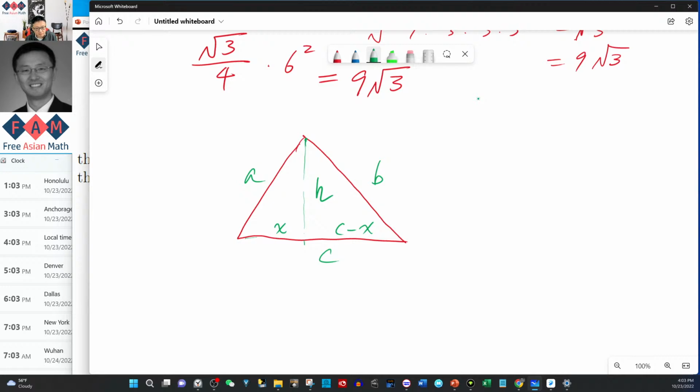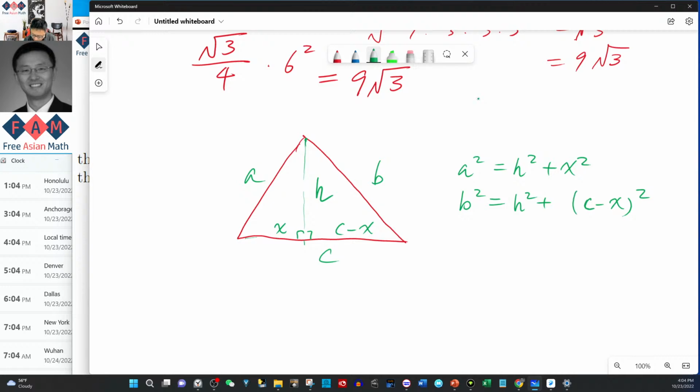So we truly created two variables. One is a portion of the base, one is the height. How many equations can we write? We certainly know how to write two equations, because with this altitude we get two right triangles, right? So this is a right angle, this is a right angle. Therefore, we are able to write two independent equations. So a squared, the hypotenuse of one, equals h squared plus x squared, and b squared, for the other right triangle, equals h squared plus (c minus x) squared.